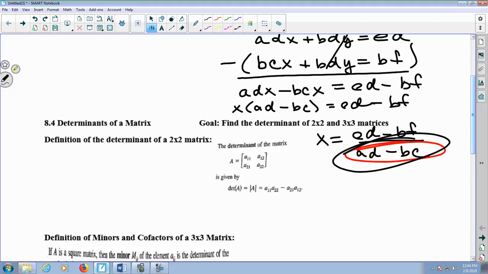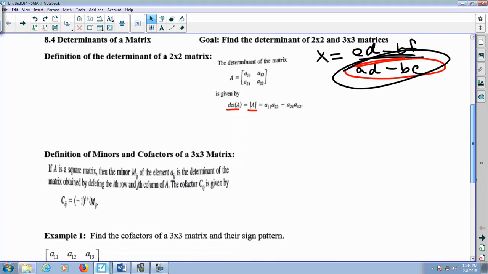Okay, so that being said, if I have a matrix A, A11, A12, A21, A22, the determinant, the notation that we have here, that's one way we can write the notation for the determinant. The other way we can write it is with the bar around A. It's the first term times the fourth term minus the second term times the third term. And that's it. That's the determinant of a 2 by 2.